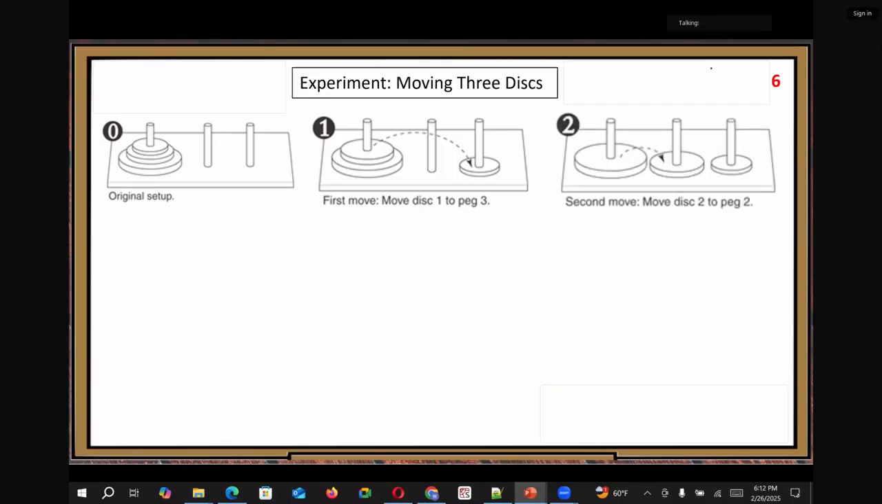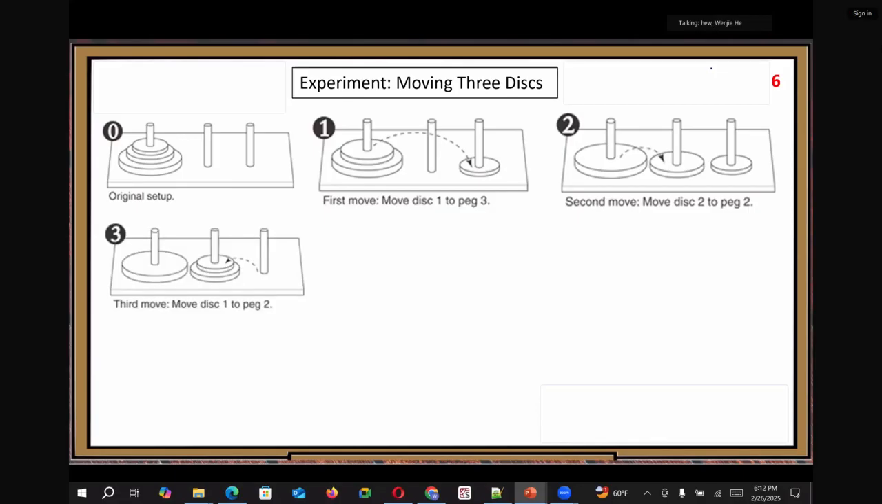So what's the next move? Can you tell me what's the next move you want to do? Smaller one to a little side one. Good. So the next move, then we can move the largest disk to our destination peg. Let's assume peg 3. That's our destination peg.